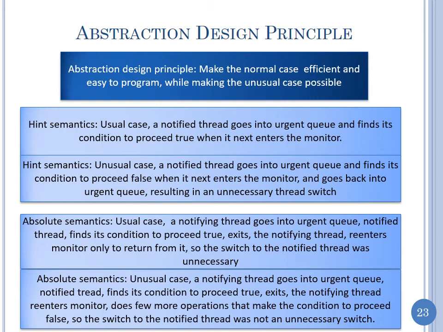So that's a judgment call, and like I said, there was a big debate when this was all coming out. People didn't know how it would be used. Mesa, the language that I believe came out in '78, had more experience than the other semantics, which came out in the early '70s, so they went for the hint semantics.